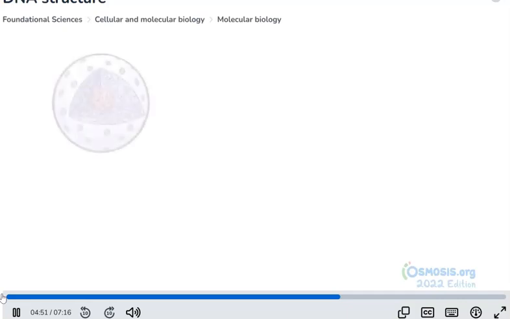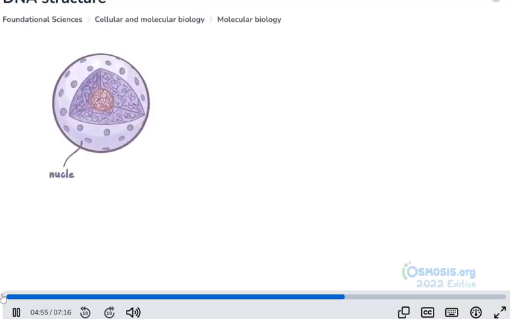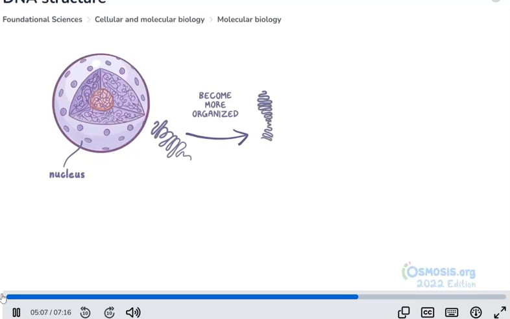Throughout most of the cell's life, chromatin fibers float in a loose state inside the nucleus, like DNA-rich noodles. However, when the cell is preparing for cellular division, the DNA noodles become more organized so that the DNA can be replicated, and each of the 2 resulting daughter cells can get an identical copy of the genetic material.